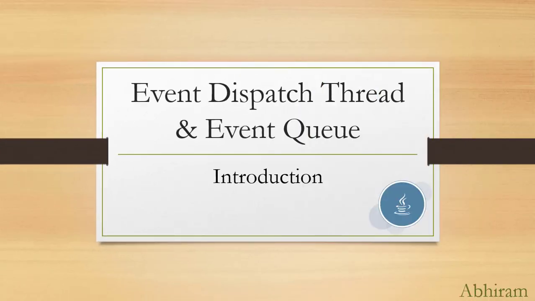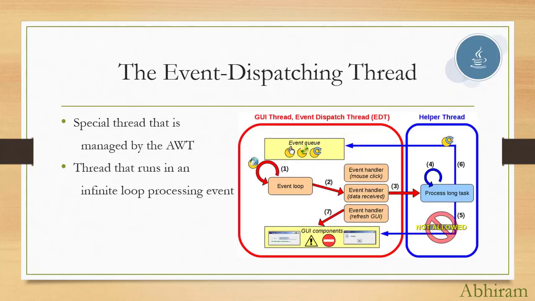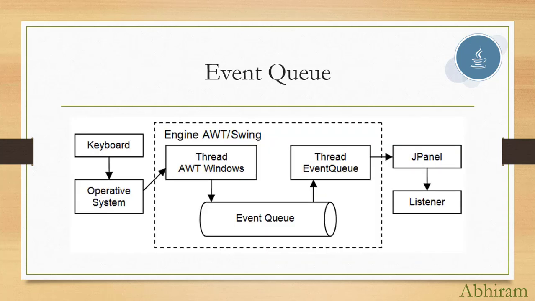Before we connect this to programming, let us understand the meaning of event dispatch thread and event queue. The event dispatching thread is a special thread that is managed by the AWT. Basically, it is a thread that runs in an infinite loop processing events. The java.awt.EventQueue.invokeLater method is a special way to provide some code that will run on the event queue.